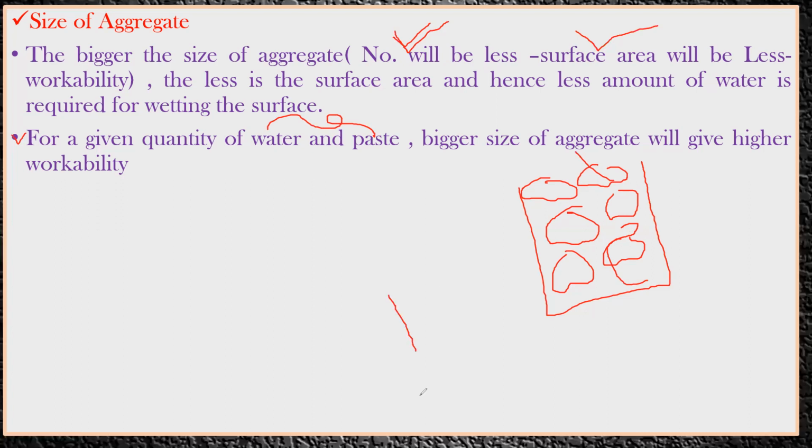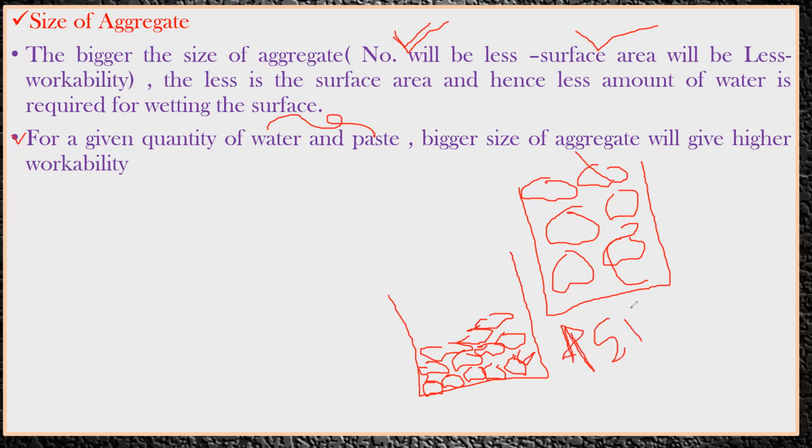On the other hand, let us say I'm having a smaller size of the aggregate. Let us say very small size of aggregates I'm having. So since there are small size of the aggregate, what is going to happen? The number of the aggregates have increased now compared to the first case. If number of aggregates have increased, the surface area has also increased.